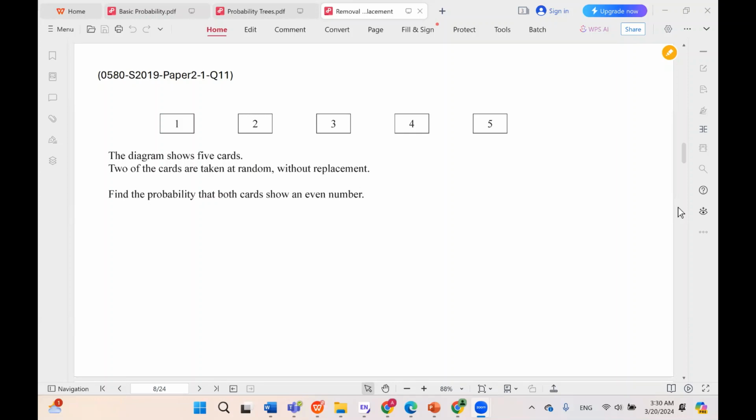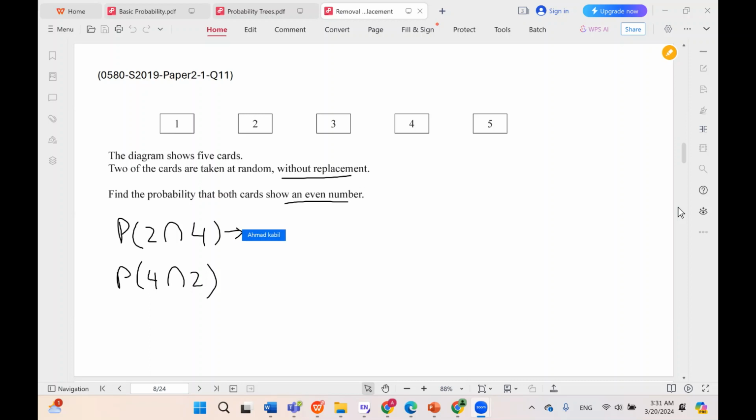In this question, we're told the diagram shows 5 cards. 2 of the cards are taken at random without replacement. Find the probability that both cards show an even number. So in order to get 2 cards showing an even number, the person can either draw a 2 followed by a 4 or a 4 followed by a 2. And since there is no replacement, they cannot draw 2 and then 2 or 4 and then 4 again, since once they draw a card, they no longer have it in the set.